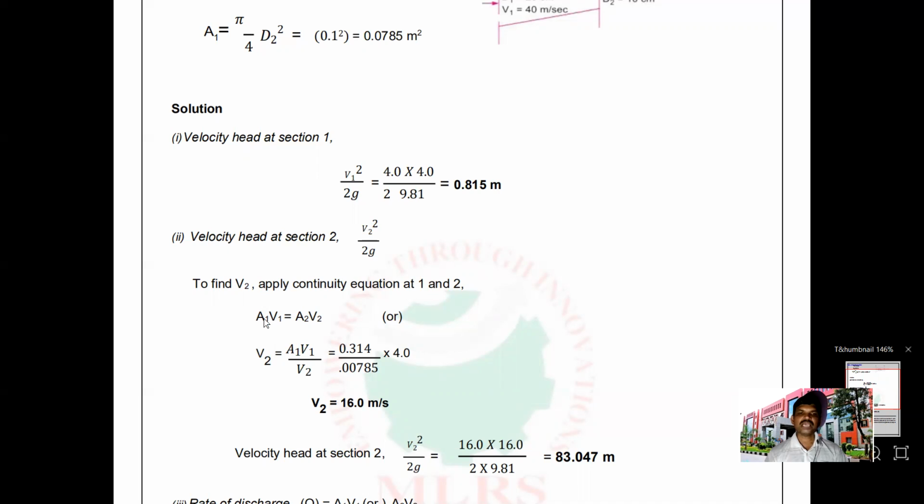From this, A1 we know, V1 we know, A2 we know, only V2 we don't know. So V2 is equal to A1 V1 divided by A2. Okay, sorry, this is A2 in the denominator, so please make the correction. So which is equal to, V2 is equal to 16 meter per second.